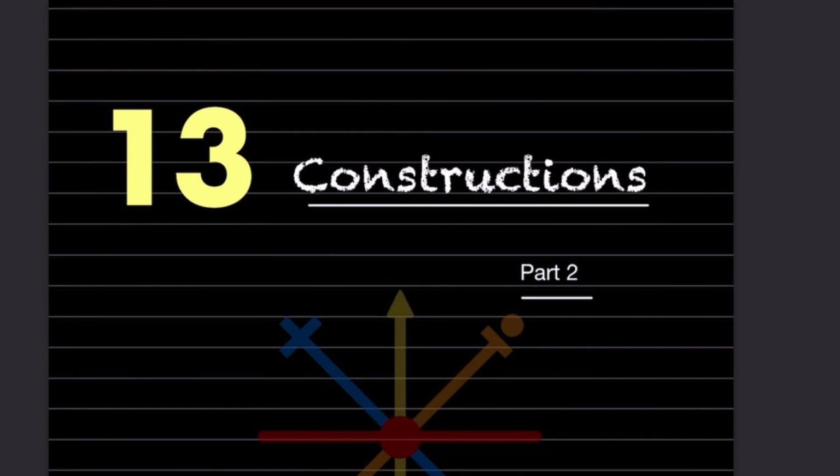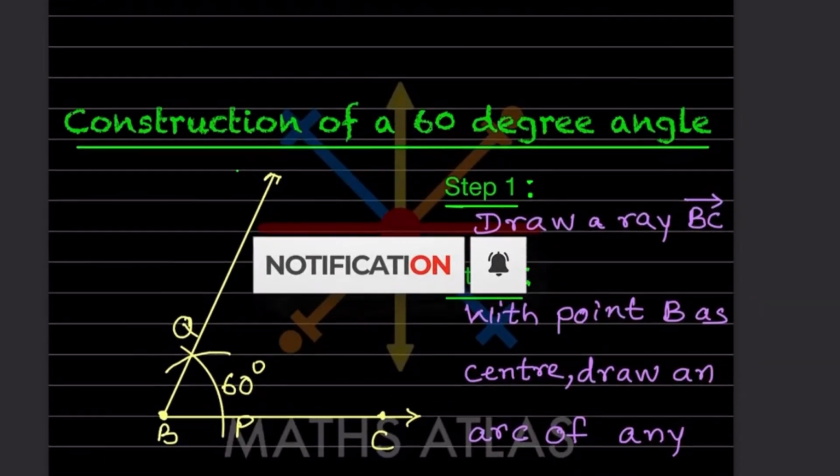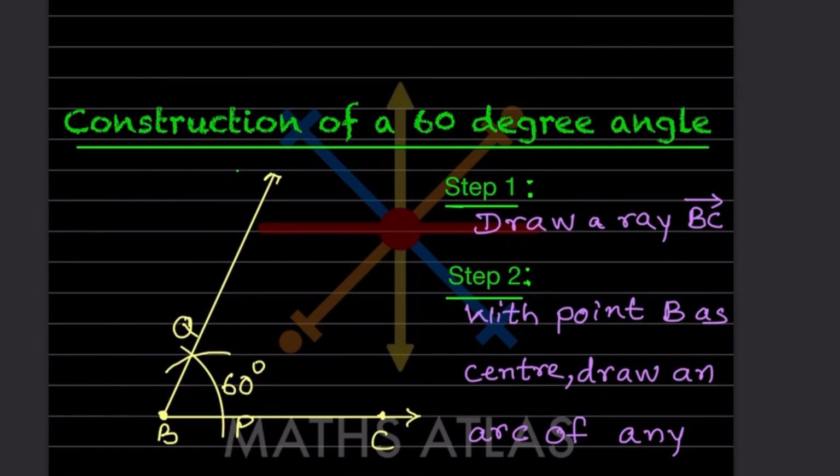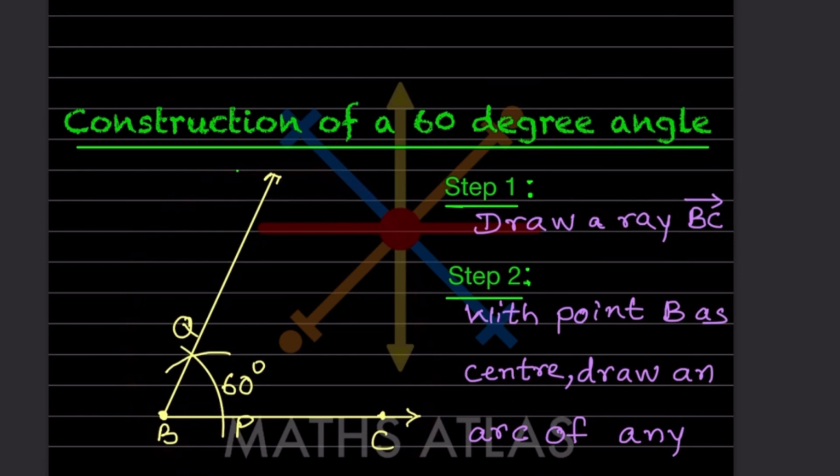So this is the second part of this chapter, that is the construction. So let us see now how to construct a 60-degree angle. So now look here. I have already constructed this, but I will show you step by step how I did it.